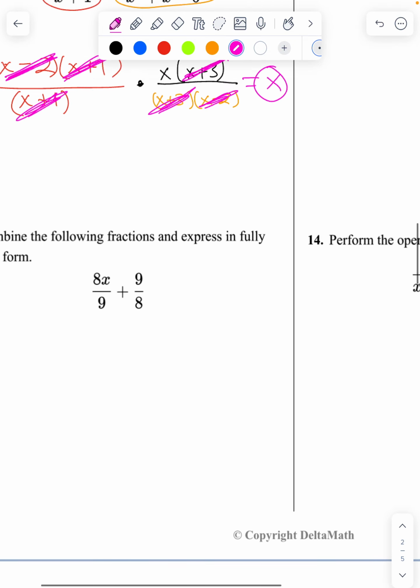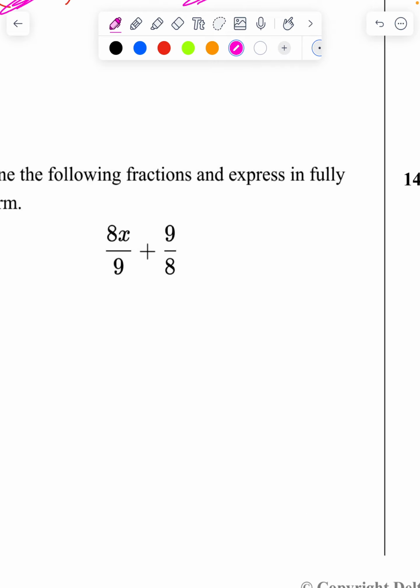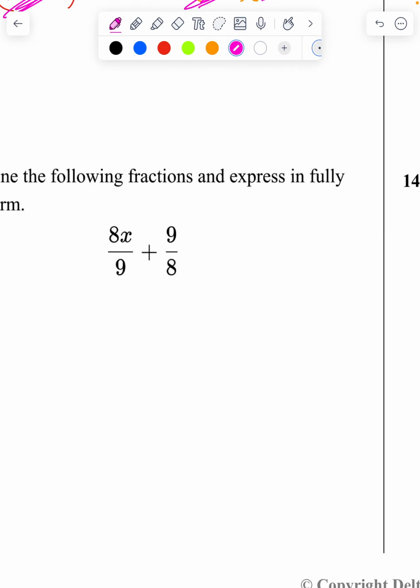All right, number 11. Combine the following fractions and express in fully reduced form. So in order to do this, I need common denominator. So what I'm going to do is I can multiply by 1, but I need the denominators to be the same. So right now, I'm going to multiply 9 by 8 over 8, because that's really just 1.